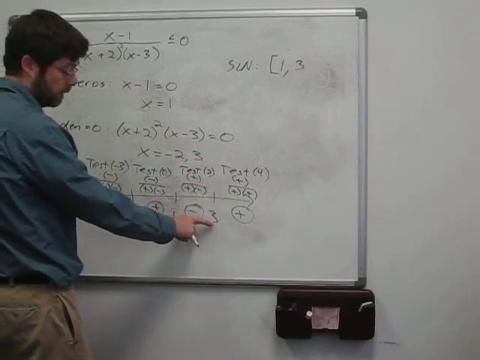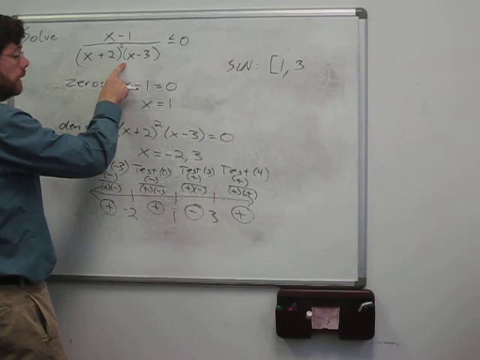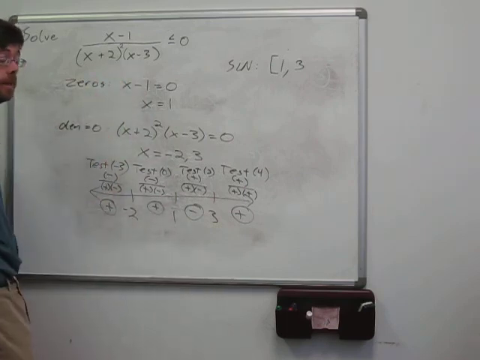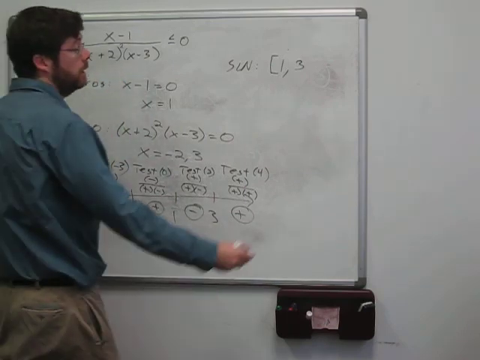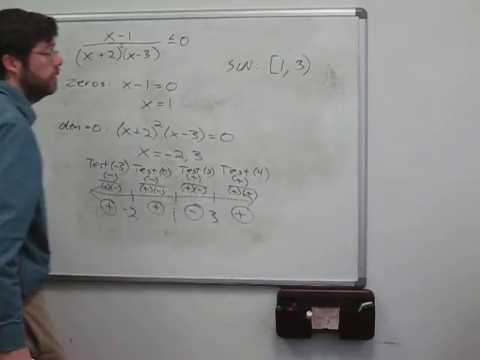3, you'll recall, got on our number line because it made the bottom equal to 0. So 3 is not in the domain of this function. Therefore, we will not include it in our solution.